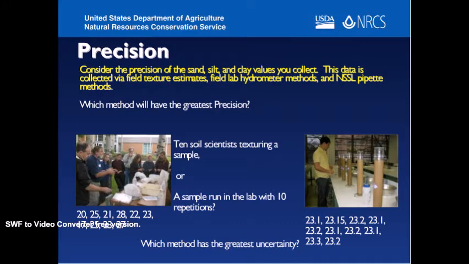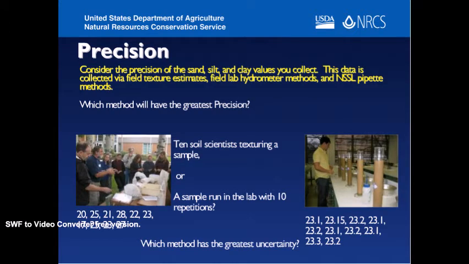Let's take a real-world example here, and let's consider the precision of the sand, silt, and clay values that you collect. This data is collected via field hand-textured estimates. It's also collected using the field lab hydrometer methods and through the analysis through the NSSL pipette method. So which method is going to have the greatest precision? Let's assume we have a sample run in the lab with 10 repetitions.